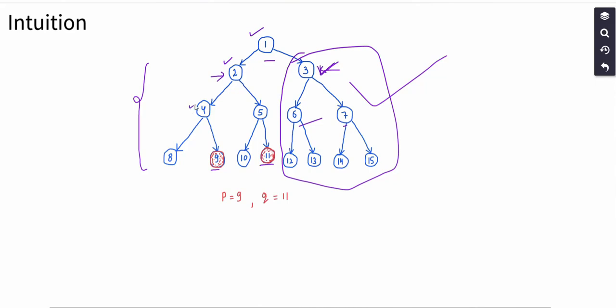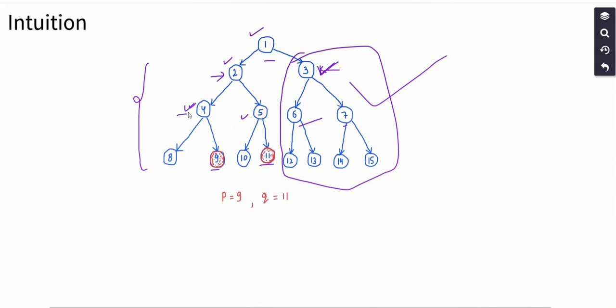Then we move to node number 4 and check if we find both nodes P and Q in the subtree of this node or not, and we do not find node Q in the subtree of node 4. Therefore, node number 4 is not the lowest common ancestor. Then we move to node number 5, and same is the case with node number 5. We do not find both the nodes in the subtree of node number 5. Therefore, 5 is also not the lowest common ancestor.